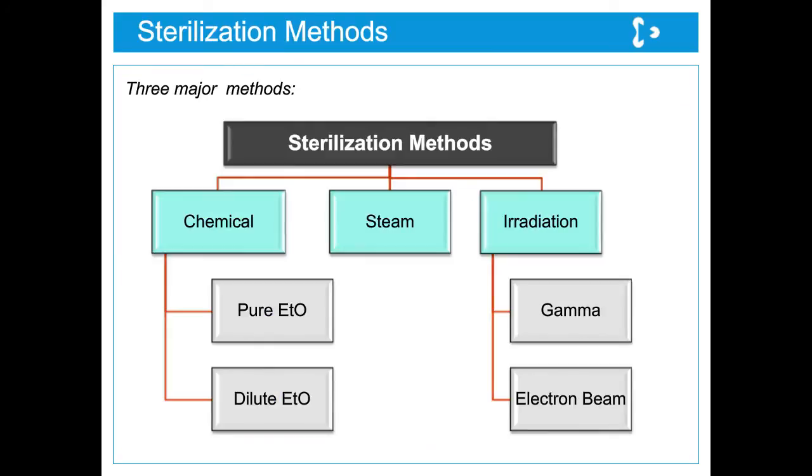There are three different types of sterilization methods. There's chemical sterilization, which is done through ethylene oxide. It can either be pure or dilute ethylene oxide depending on your safety concerns. There's steam sterilization, which is done via an autoclave. And then there's irradiation sterilization, which can either be done by gamma or electron beam. Now, earlier I mentioned that the material composition does play a factor. However, there's other criteria that also play a factor that I'll touch on shortly into this webinar.